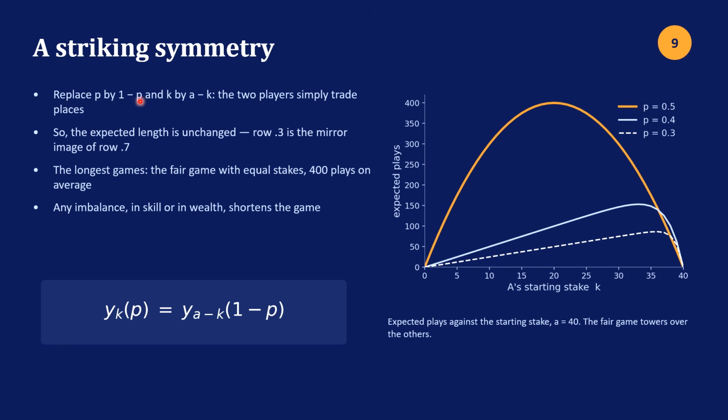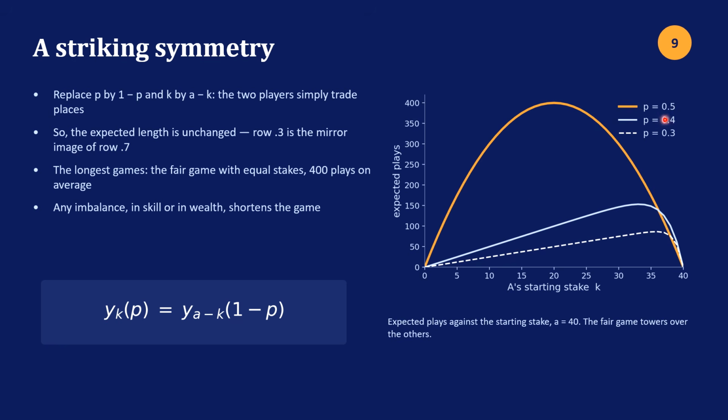So if we replace P by 1 minus P and K by A minus K, the two players simply trade places. That's why the top of the table is symmetric with the bottom of the table, as I explained on the previous slide. What I have here on the right is just the graph. This was the case where P equals 0.5. Now it's actually continuous, right? So we can draw it this way. And as we saw, the highest number of expected plays was when each player started with 20 of the units, and the probability was 0.5.